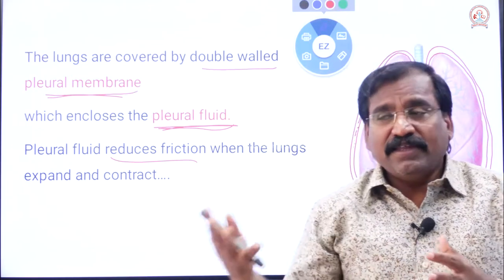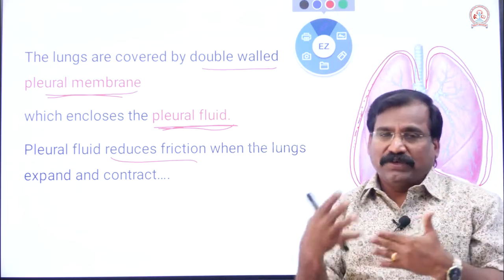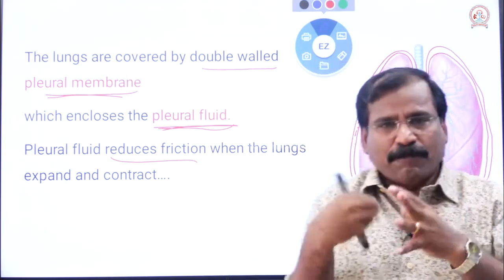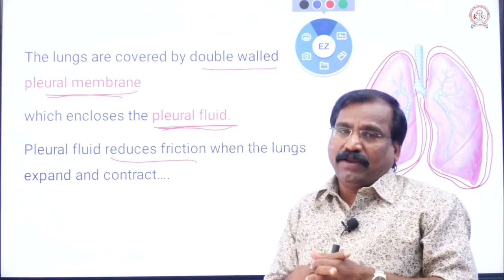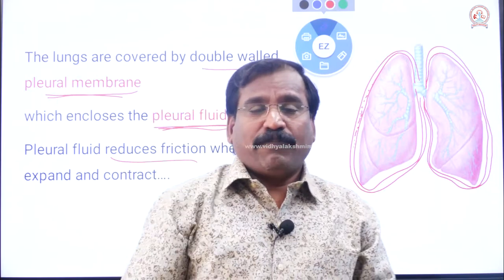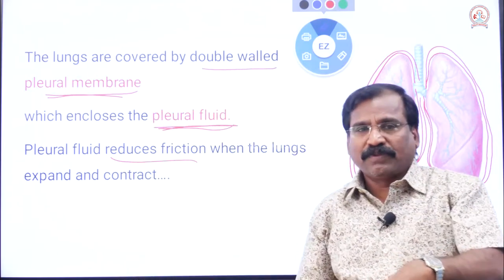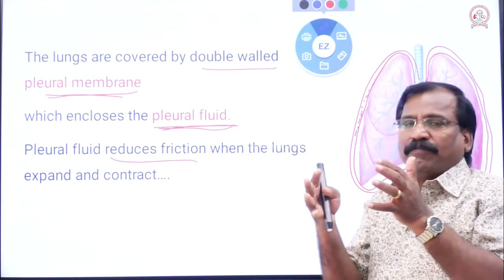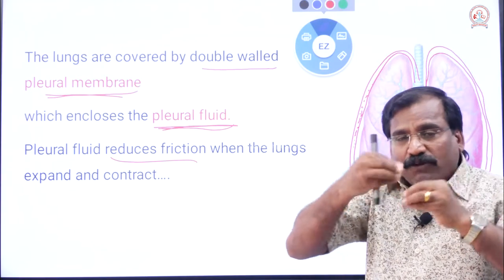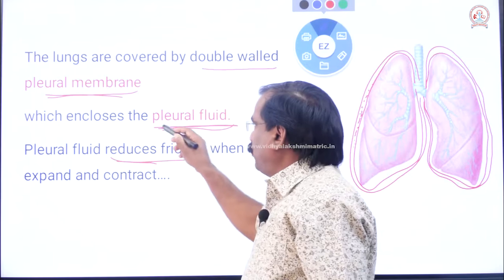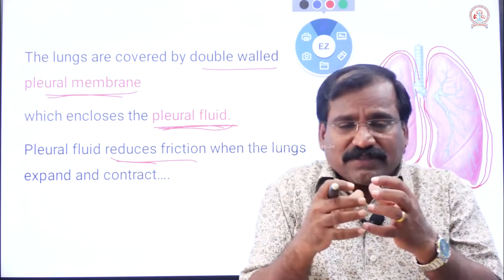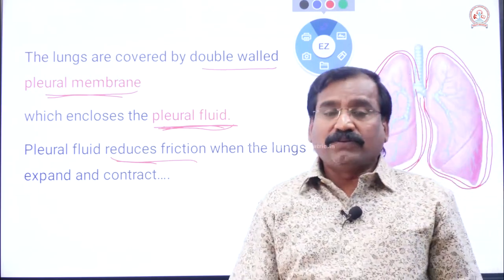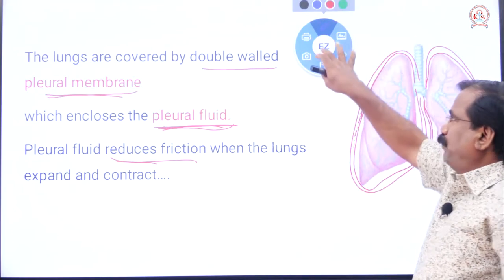friction. In an engine, we use grease and oils to reduce friction. Engine oil reduces friction because the engine is moving continuously. We use lubricating oil and grease in vehicles, two-wheelers, engines. The running parts that sink into that oil reduce friction when rotating. Similarly, the pleural fluid reduces the friction during the expansion and contraction of the lungs during inspiration and expiration.